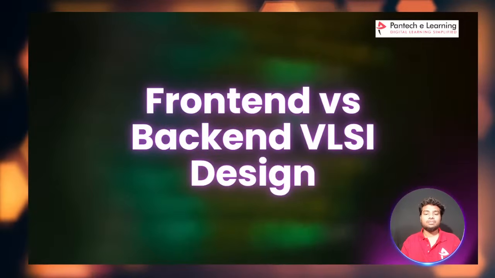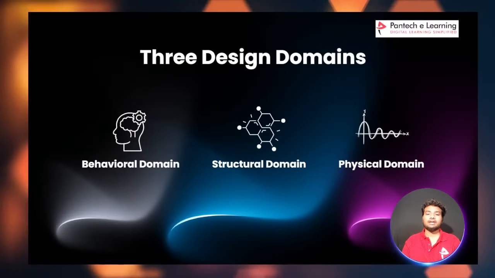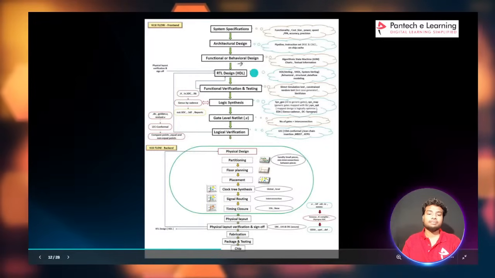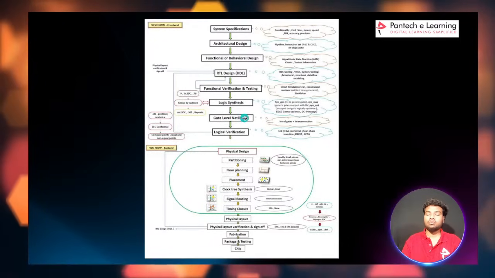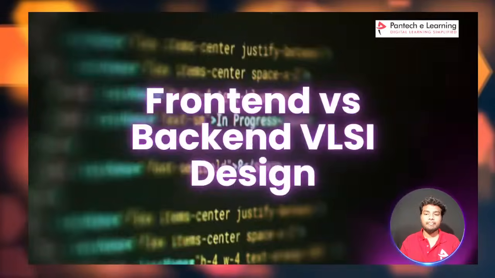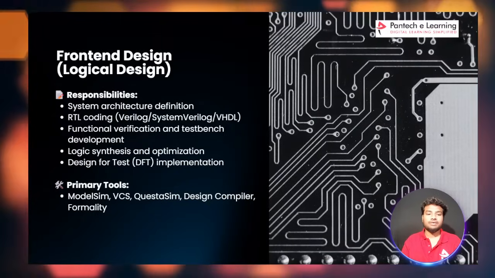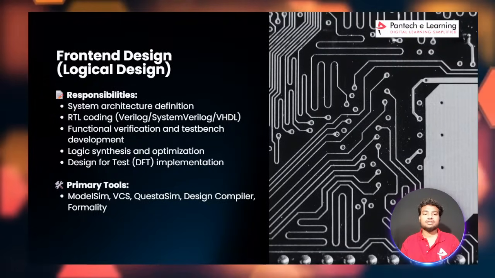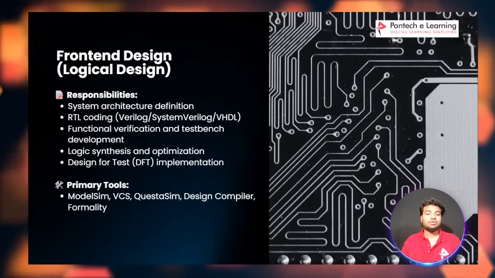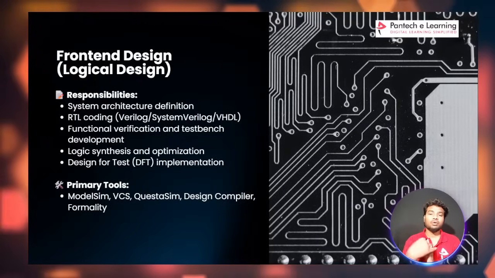Then we'll move to the difference between front end and back end. We already saw this in the design flow. What are the main roles of front end and back end? If you understand this, you can easily understand the difference between front end and back end engineers' domains. Let's see them one by one. The front end engineer does the system architecture definition, then writes the RTL Verilog code, and then does functional verification using the SystemVerilog language and also the UVM framework.